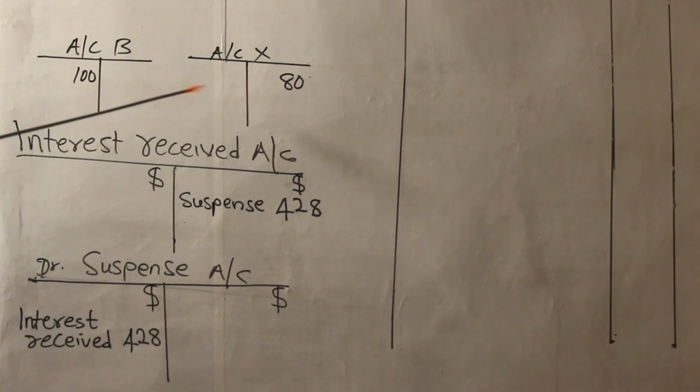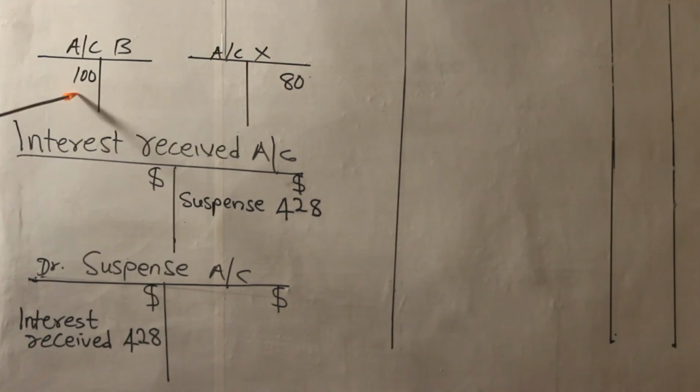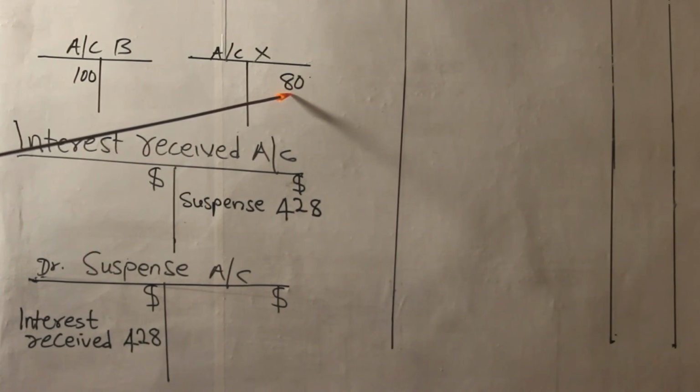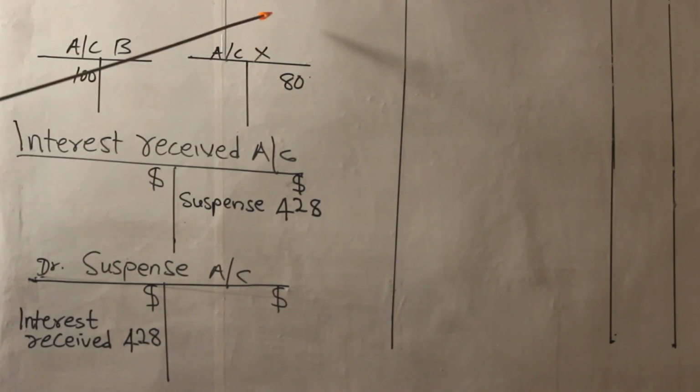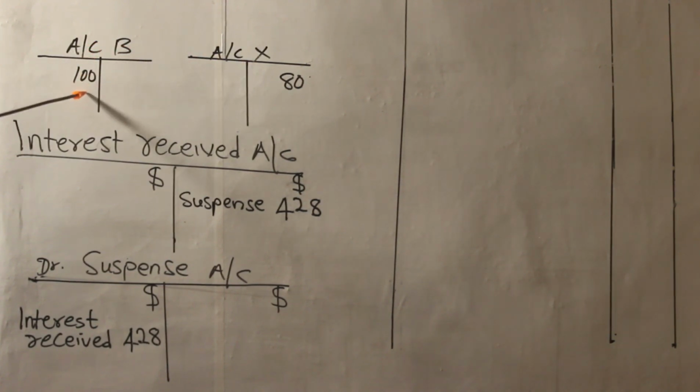It will succeed in increasing the debit side of the trial balance by $20, that is $100 minus $80. Because in the trial balance, the debit of account B will bear $100, while the credit of account S will bear $80 instead of $100, thereby reducing the credit side of the trial balance by $20. Because this will be credited in the trial balance and this will be debited in the trial balance.